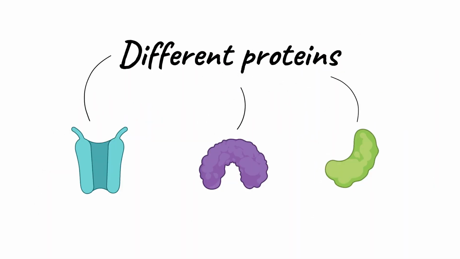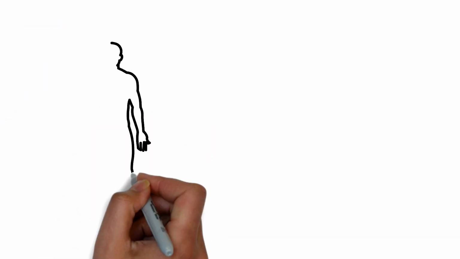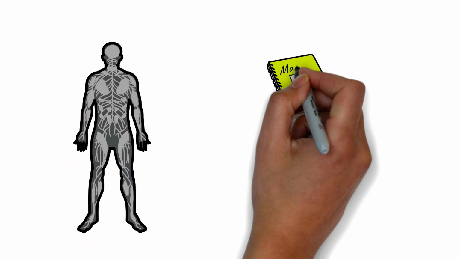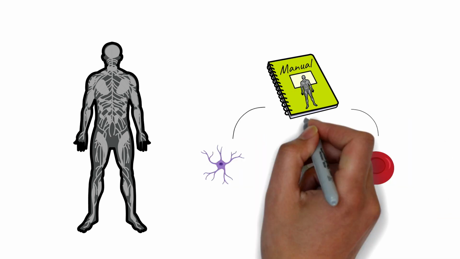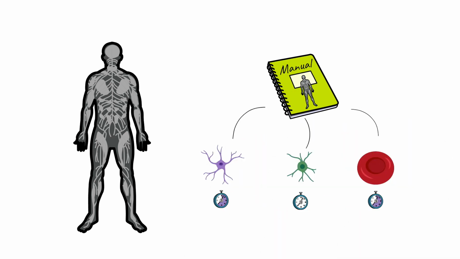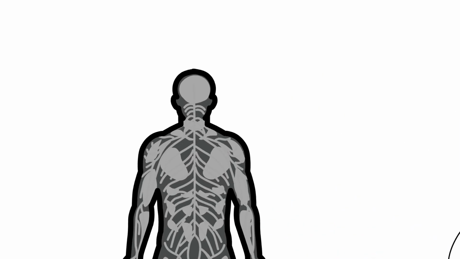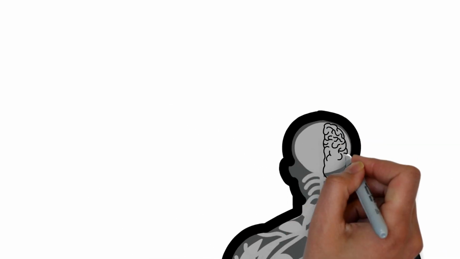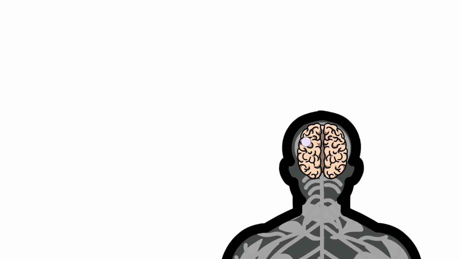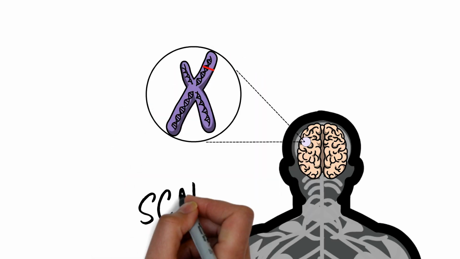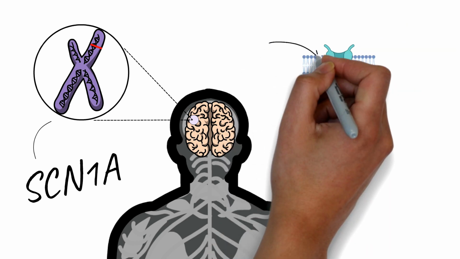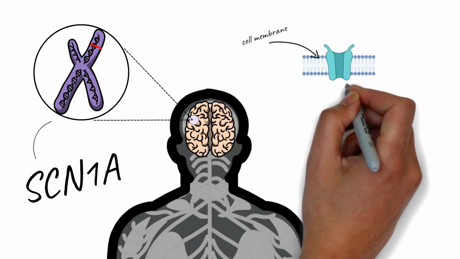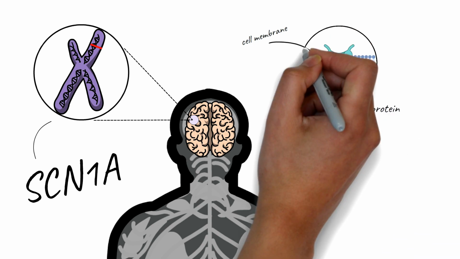All cells in our body contain the complete manual. However, different cells build or express different chapters at different rates. This is known as gene expression. The SCN1A gene is expressed and functions predominantly in brain cells. It contains the instructions for a membrane protein, which means it is located at the border of cells, in this case neurons, which are cells in the brain.